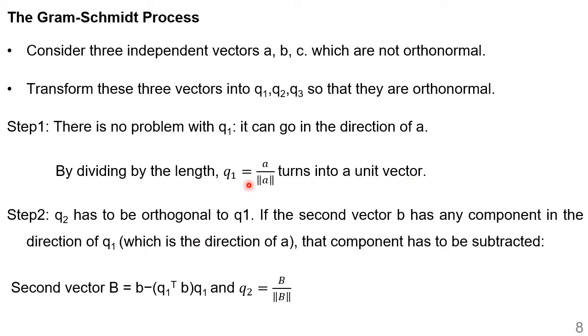In the second step, we need to compute Q2 such that this Q2 vector is orthogonal to vector Q1. So we need to find a component B', the second vector, which is given by B minus Q1 transpose B times Q1. From B', we can compute Q2 by dividing by its length. So B' divided by the length of B' will give me Q2.